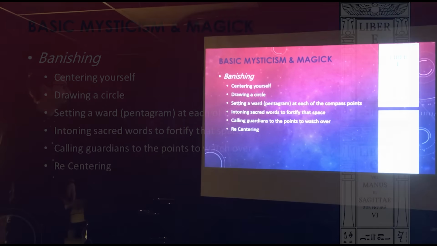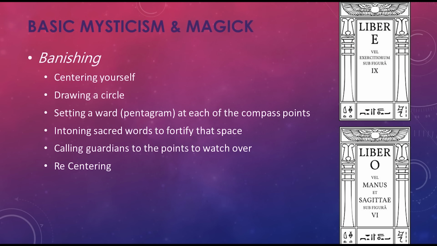So banishing, there are many rituals for it, but they all have these factors. They involve centering yourself, something called the Kabbalistic cross in one of the traditional rituals, drawing a circle around you magically, setting a ward, some kind of symbol or object. In our case, it's usually a pentagram at each of the 4 quarters, intoning sacred words into that pentagram, and then calling guardians or archangels to those quarters, and then recentering yourself.